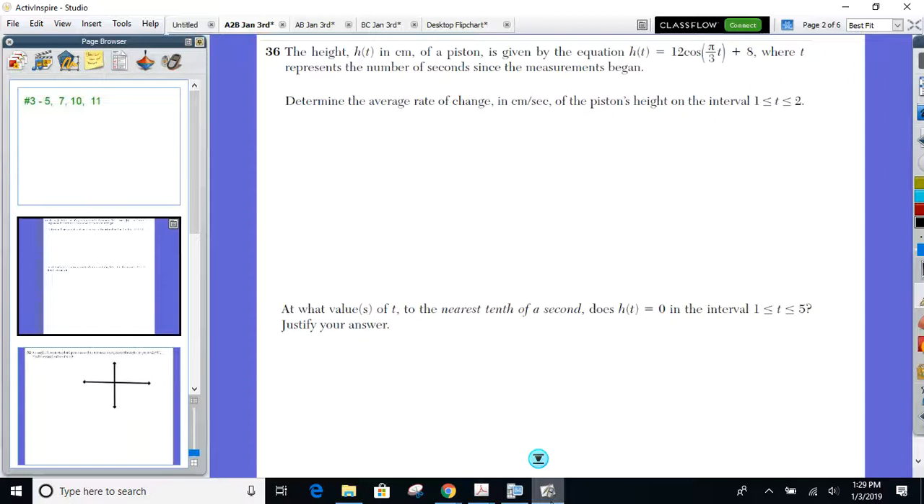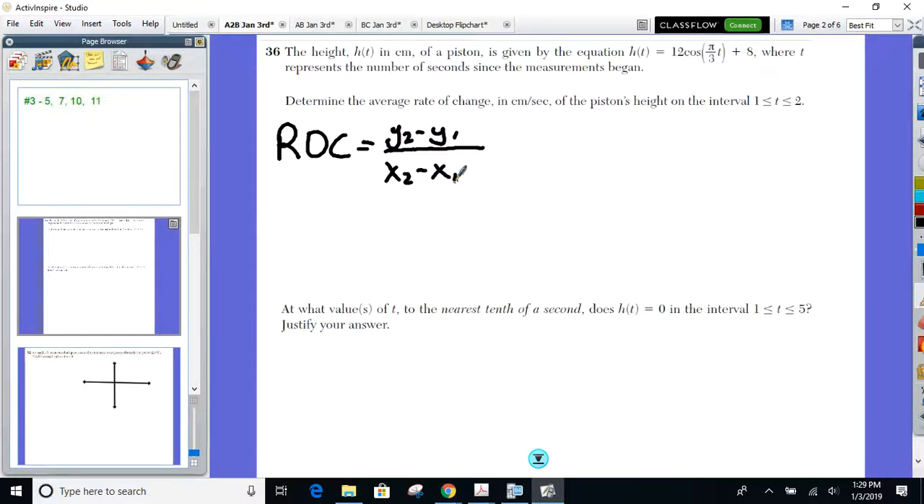Rate of change. Seems like every year they put a rate of change problem on here. Anybody remember what goes on top or the bottom? The change in the y's are on top. I'll just put y2 minus y1. And on the bottom, x is on the bottom.